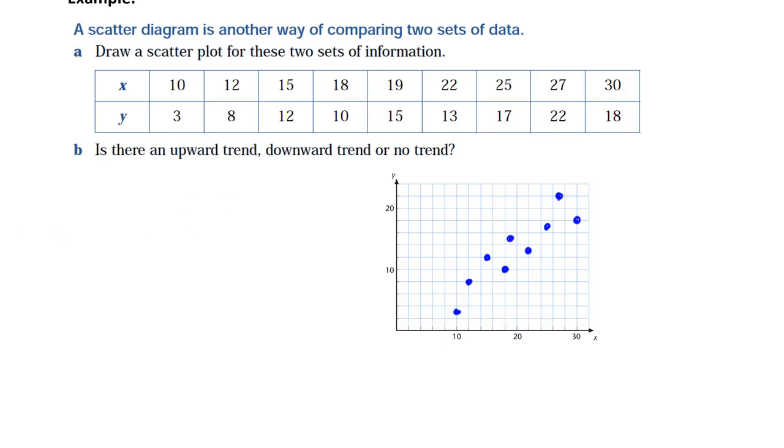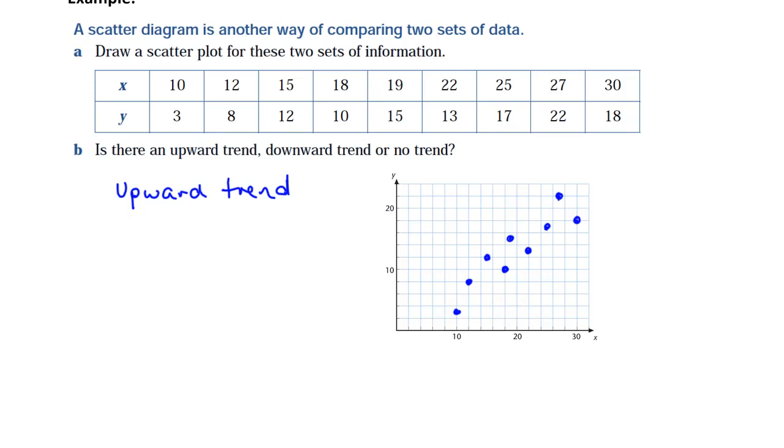Now, this does not always happen. I'm going to show you a couple of other graphs that are here. But before we actually go on, let's write this down. Is there an upward, downward, or no trend? We would say in this case, there is an upward trend. And that simply means as one set of scores is going up in value, so is the other set.